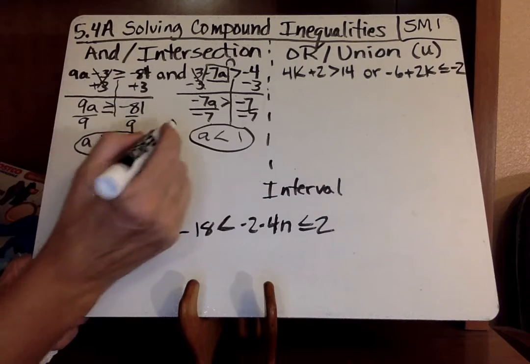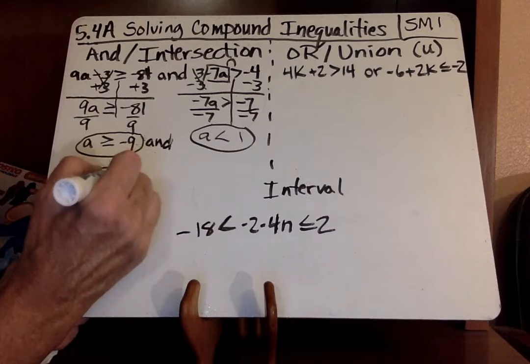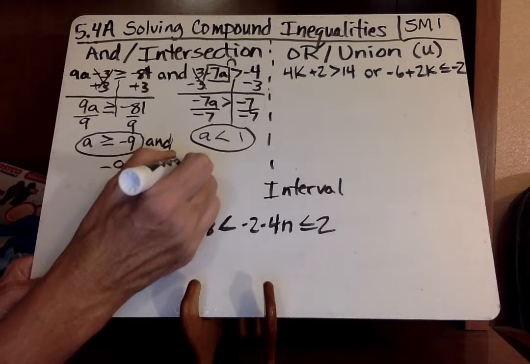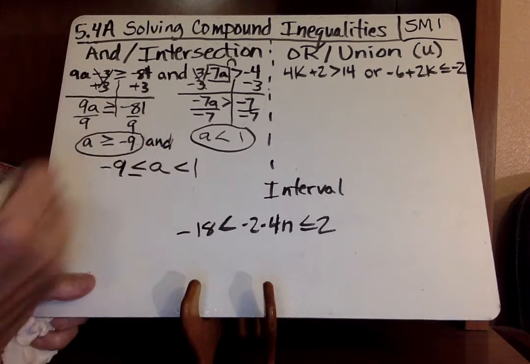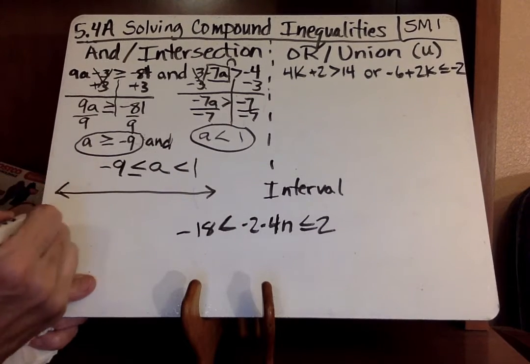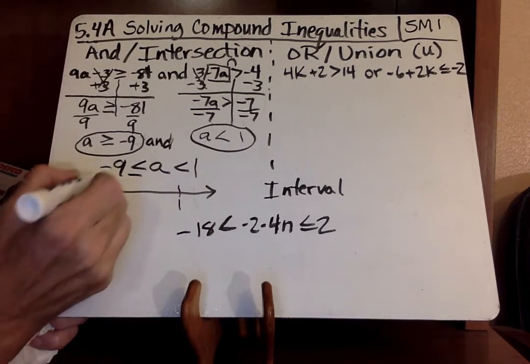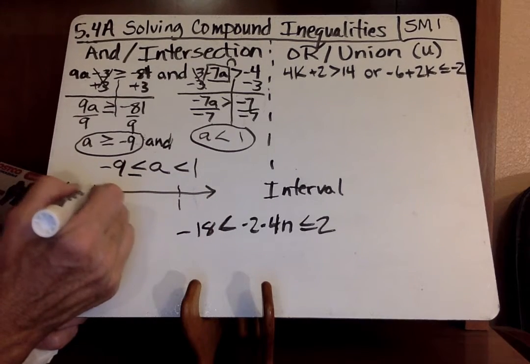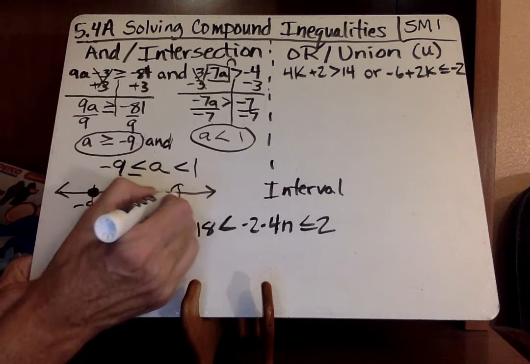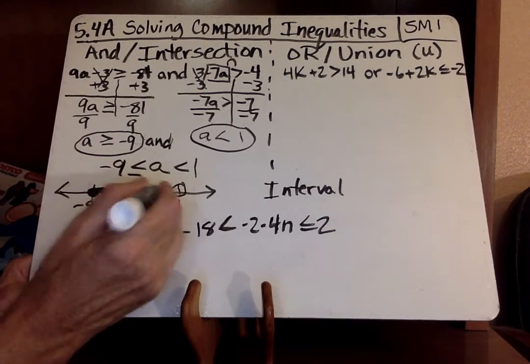Okay, so in general, when it's an and, we can put it together. So what's the lowest number? Negative 9, and then we're going to switch the sign, less than or equal to A, and it's less than 1. Okay, so we're going to go ahead and graph that on the number line. Negative 9, 1. Negative 9 is included. More ink here means it's going to be included. 1, less ink, so it's an open dot, so it's not included. And then I shade all this.